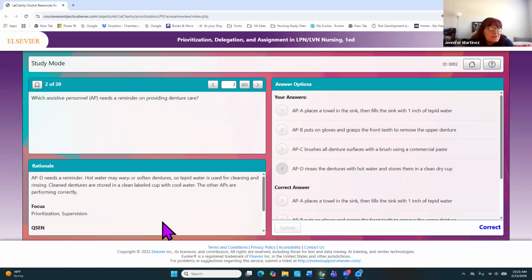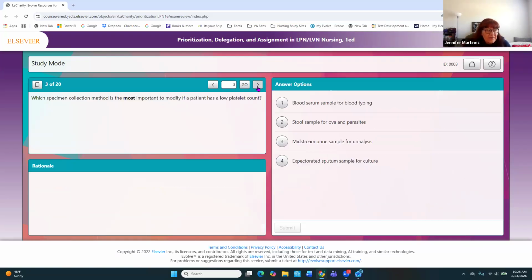All right. So yes, hot water can damage or warp or soften dentures, right? So we should use tepid water for cleaning and rinsing. And then yes, they are stored in a clean labeled cup with cold water, right? We don't want to put them in just dry, hanging out there. Good job.